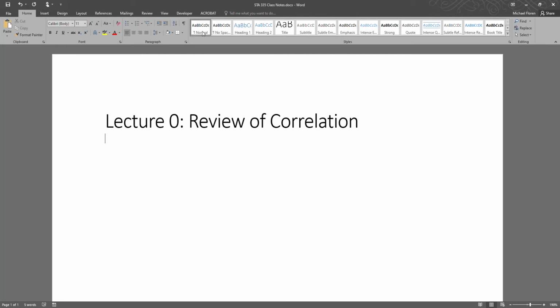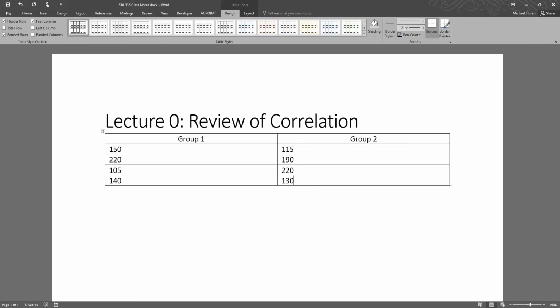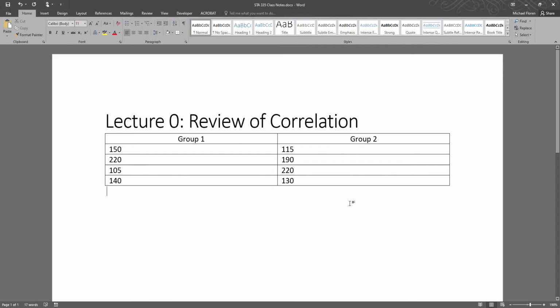Recall from your previous coursework that when we're looking at data analysis with two different groups of continuous variables, we typically use a t-test. So we may have a situation like this. In this situation, if we're looking to compare if the average of group A is different than the average of group B, this is when our t-test would be most appropriate.